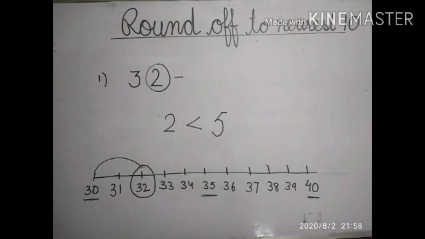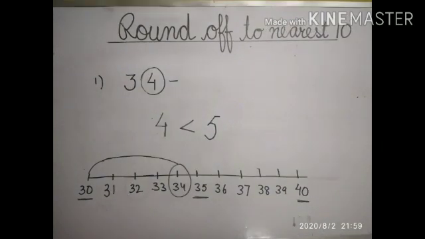Understand, students? Now I am taking one more example. Here we have to round off 34. Again, students, we have to see the number at ones place. Here the digit at ones place is 4. We will compare 4 with 5 and we come to know that 5 is greater than 4. Now we will see it on the number line. Here 34 lies between 30 and 35. Now we can see that 34 is closer to 30 than 40. So we will round it down to 30. Understand, students? Now the concept is clear.